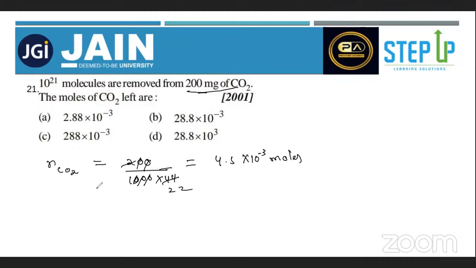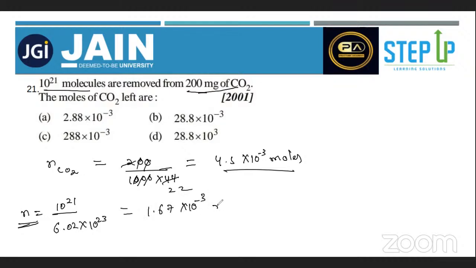Now to find out the number of moles in 10 raised to 21 molecules, how many are there? Because I got moles in this, I'll convert this into molecules. Either I could have converted this into terms of molecules or this into terms of moles. If I convert 10 raised to 21 into moles, it will be 10 raised to 21 upon the Avogadro number, because that is one more formula for number of moles, particles by the Avogadro number. If we do this, we get 1.67 into 10 raised to minus 3 moles.